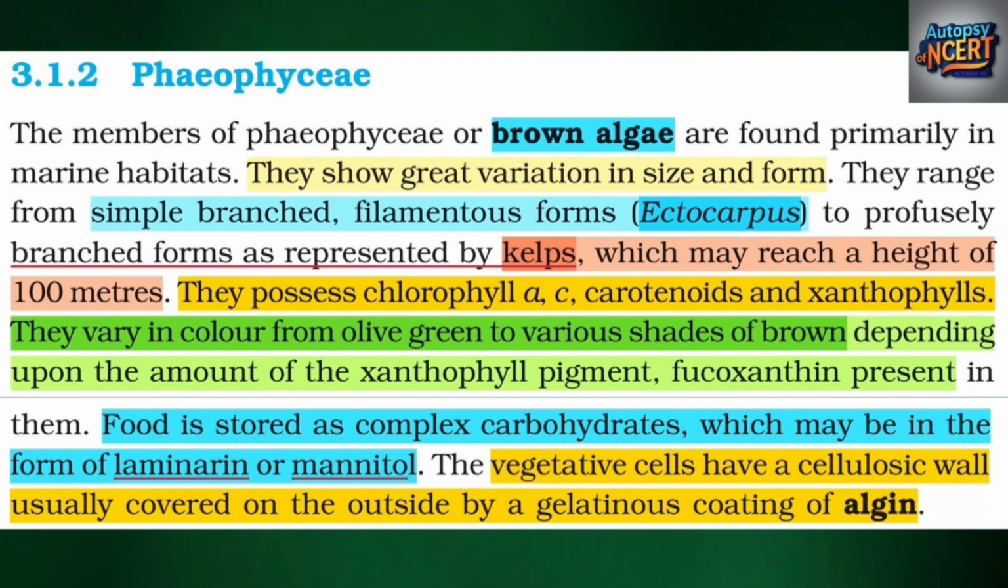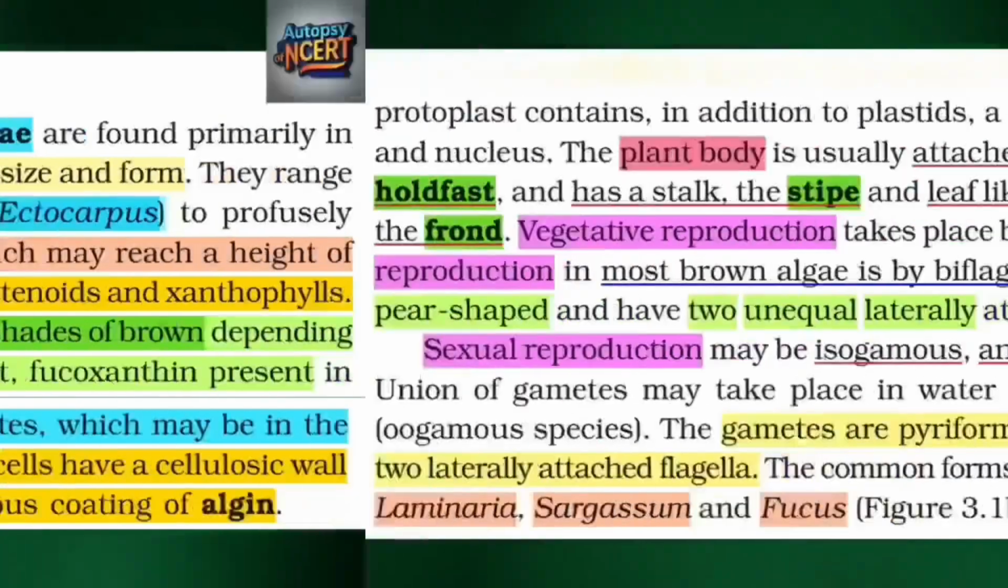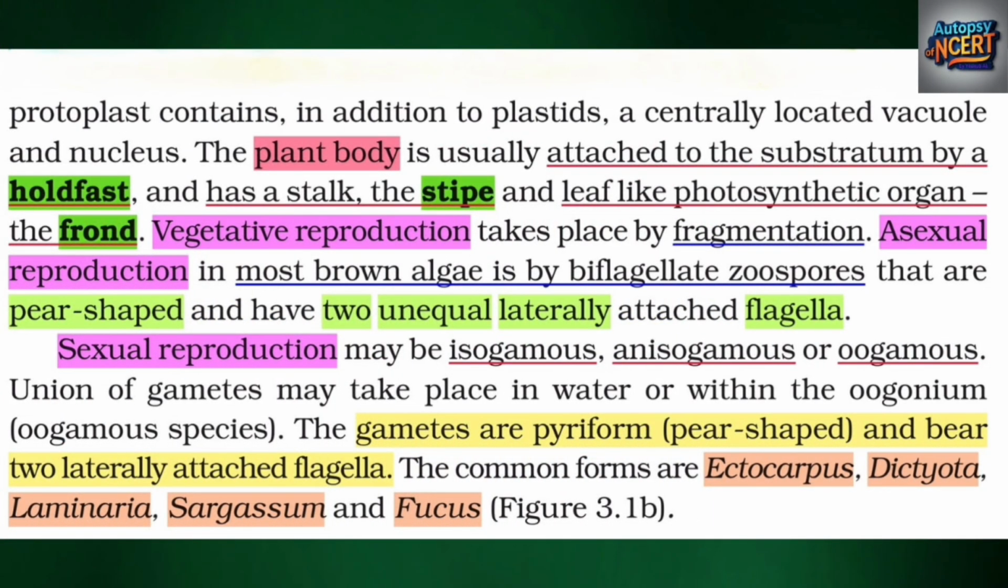They vary in color from olive green to various shades of brown depending upon the amount of the xanthophyll pigment, fucoxanthin, present in them. Food is stored as complex carbohydrates, which may be in the form of laminarin or mannitol. The vegetative cells have a cellulosic wall usually covered on the outside by a gelatinous coating of algin. The protoplast contains, in addition to plastids, a centrally located vacuole and nucleus.